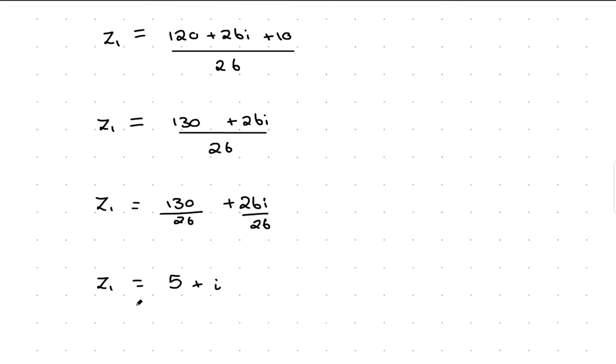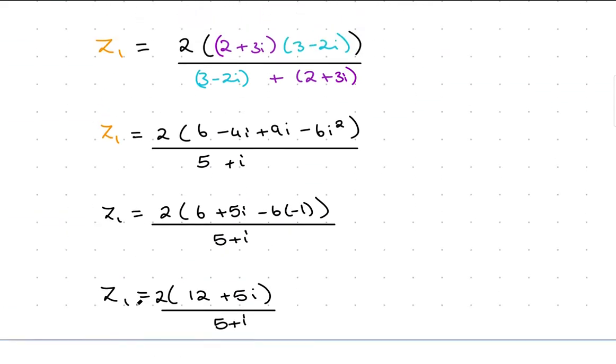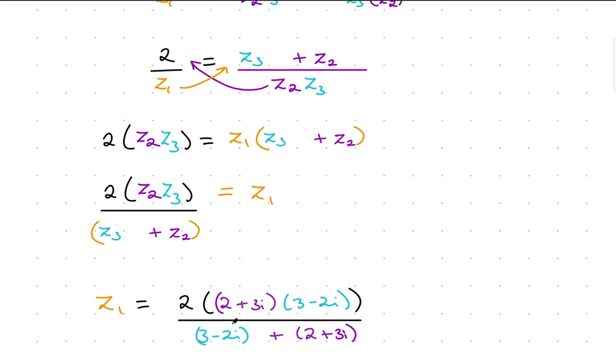So Z1, all that hard work led to a really nice answer at the end, which was 5 plus i. So the trick there, the easier way to do it, was to manipulate the whole thing before we even decided to substitute it in. That was the key to getting this in the nicest, quickest format.